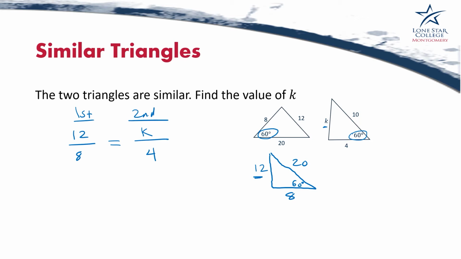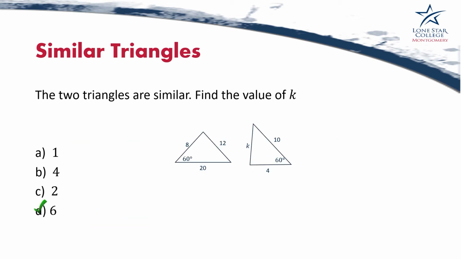Just like I did before, we cross multiply. So 8 times k is 8k, equal to 12 times 4, which gives us 48. Divide both sides by 8 to solve for k, because that cancels the 8. So k gives us just 6. So the answer choice is D, k equals 6.